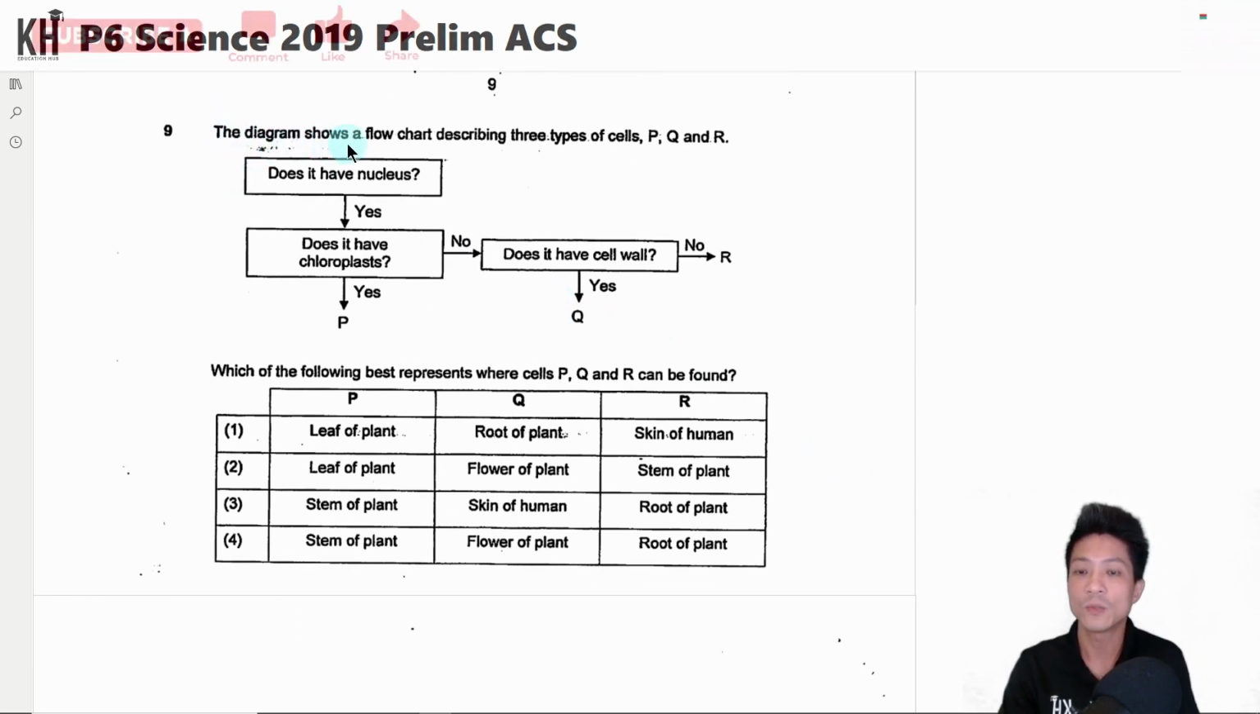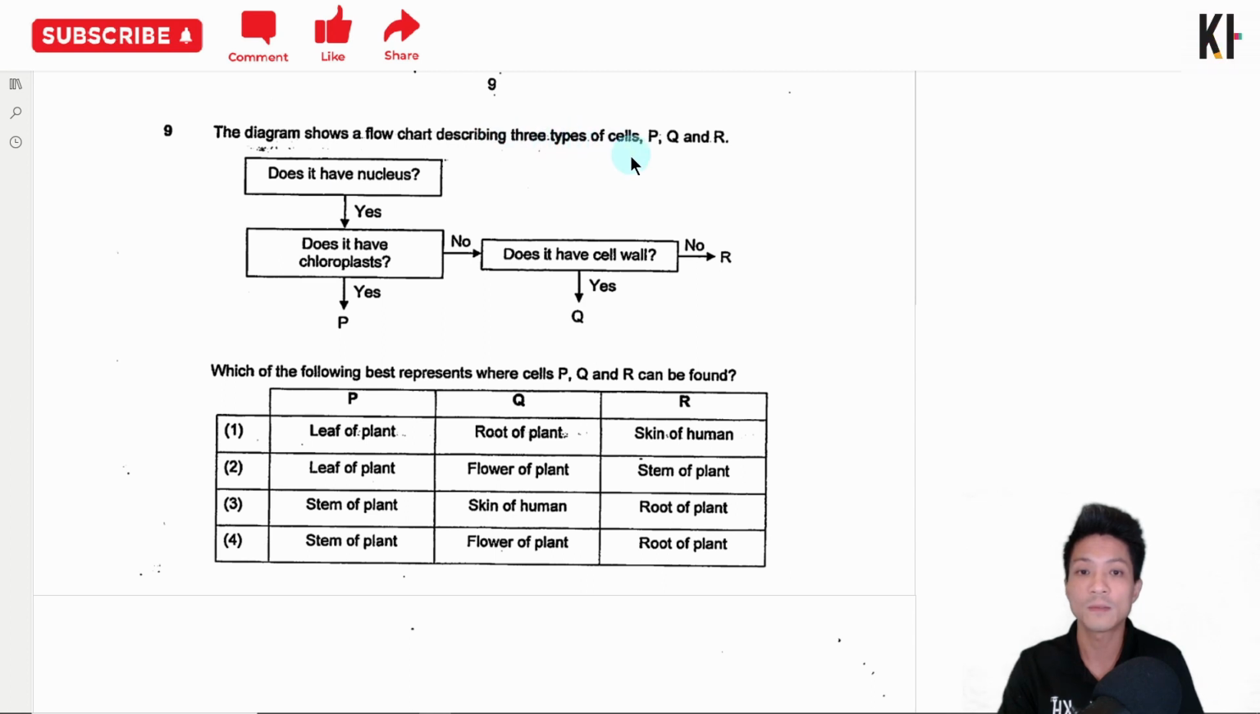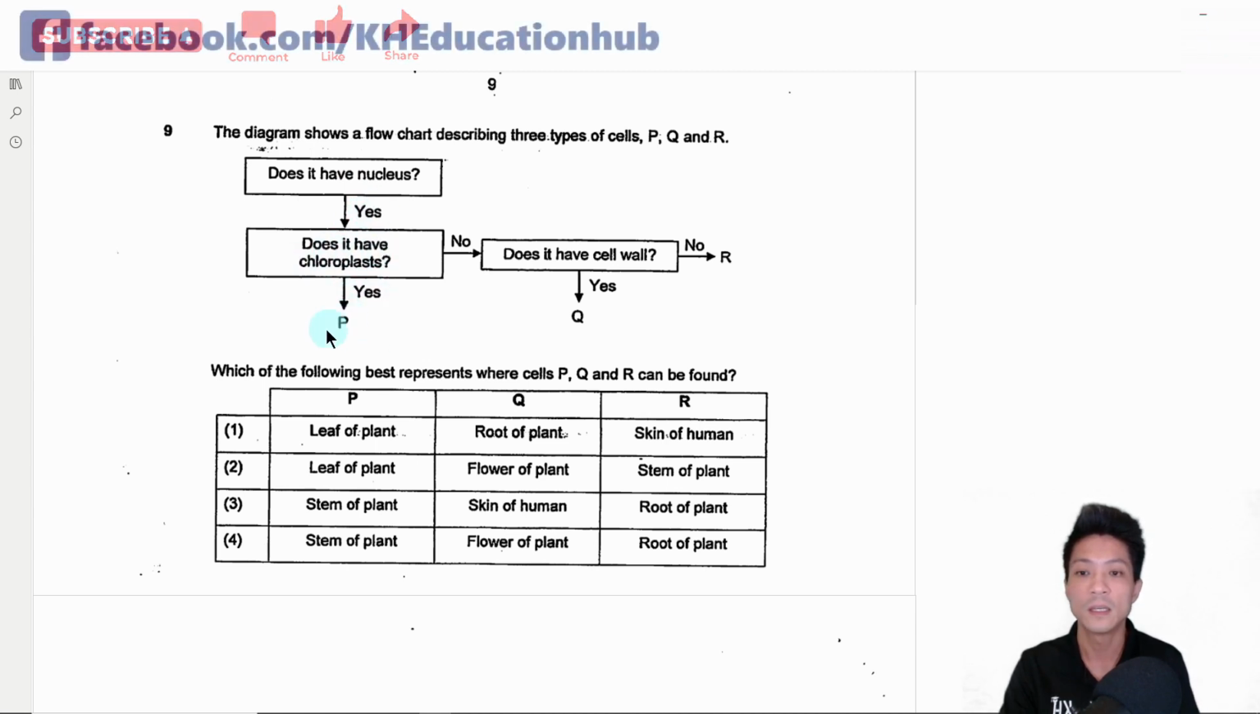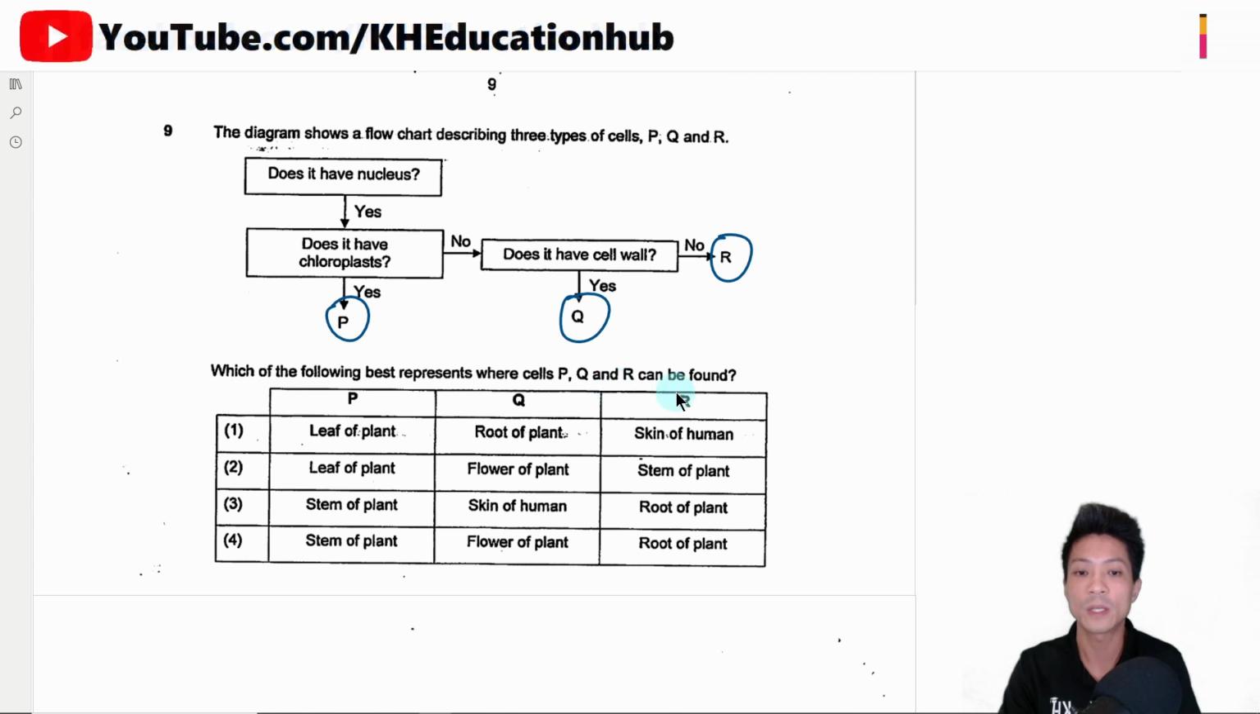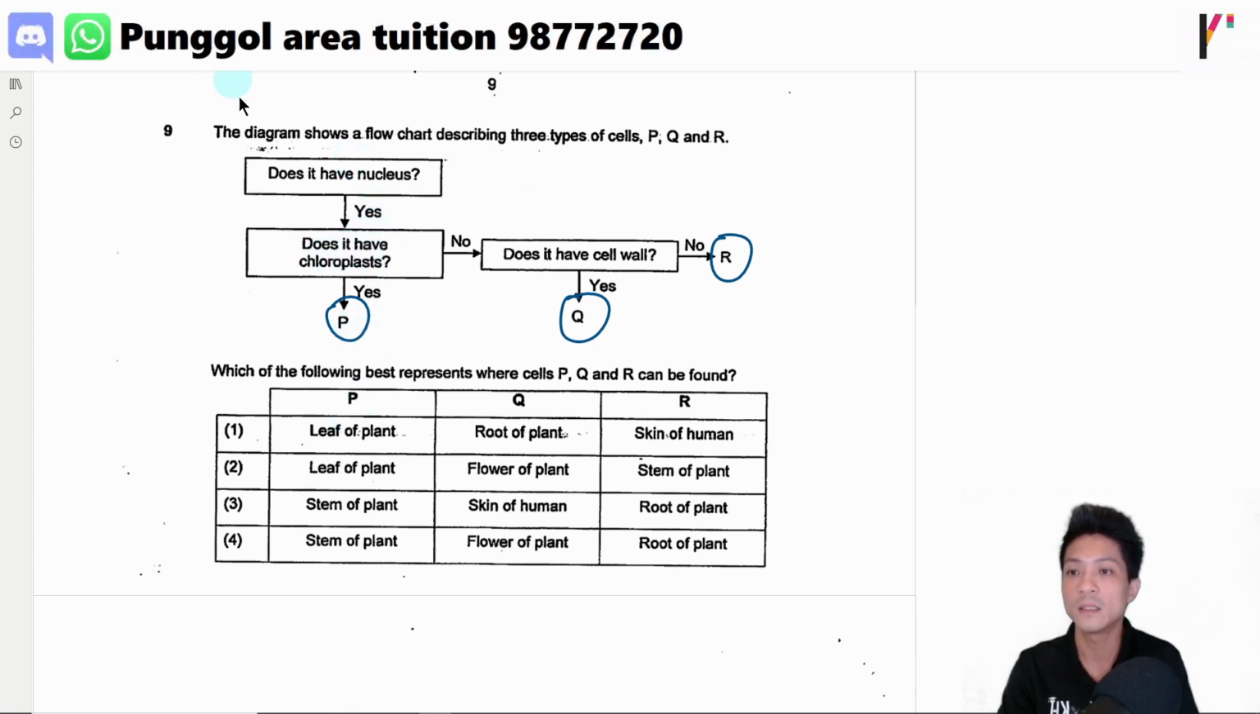Question 9, the diagram shows a flow chart describing 3 types of cells, P, Q, and R. Does it have a nucleus? Yes. Does it have a chloroplast? Yes. That is for P, Q, and R. Which of the following best represents where cells P, Q, and R can be found? Okay, let's start with P. Does it have chloroplast? Yes, it's probably the leaf. Probably not the stem.